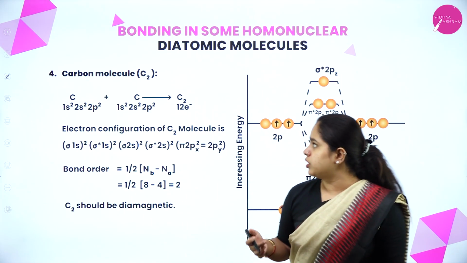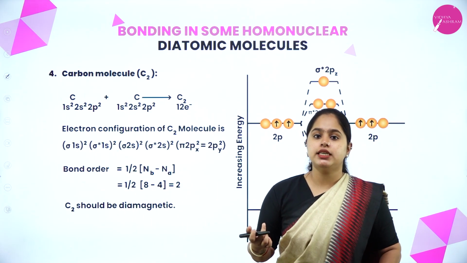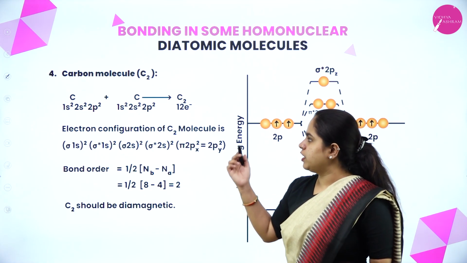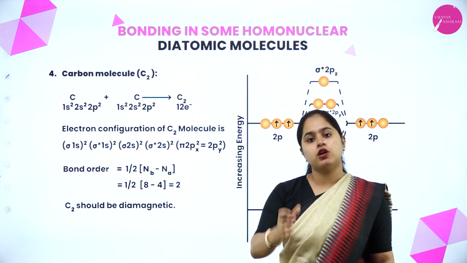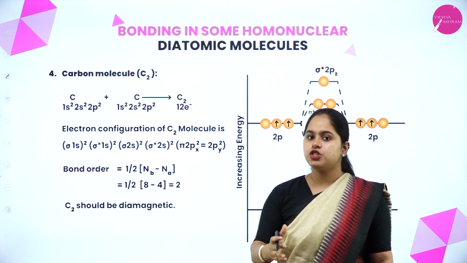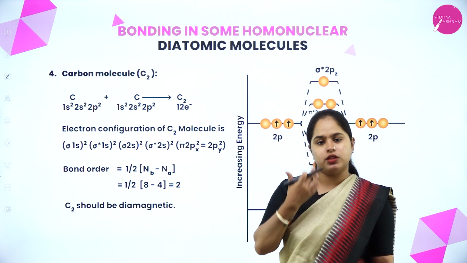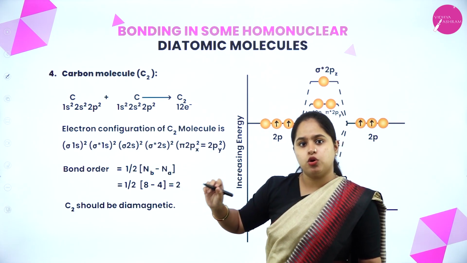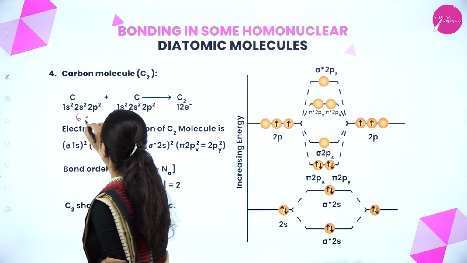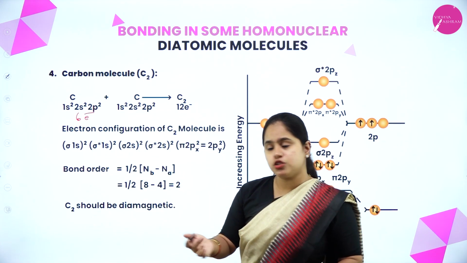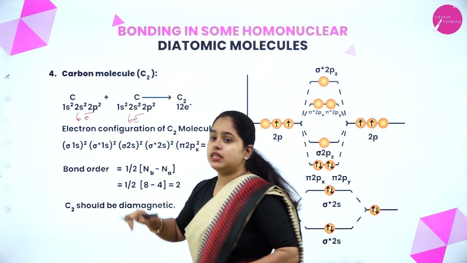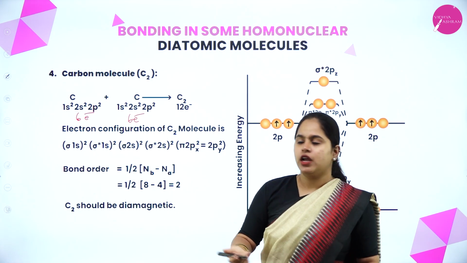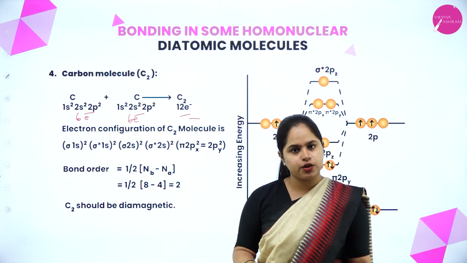Clear? Now moving on to the next one, that is the carbon molecule, C2 molecule. In this case, we know that the electronic configuration of one carbon atom is 1s2, 2s2 and 2p2. The atomic number is 6, right? So 1s2, 2s2, 2p2. That means a total of 6 electrons. Now, in the other carbon atom also there is a total of 6 electrons. That means the carbon molecule, that is C2, will have a total of 12 electrons, right?